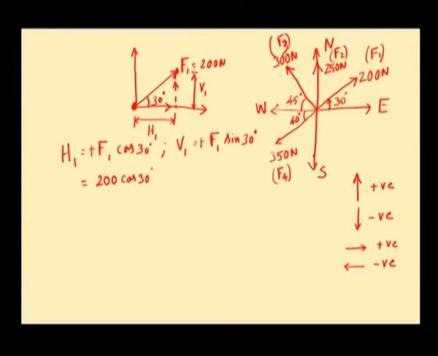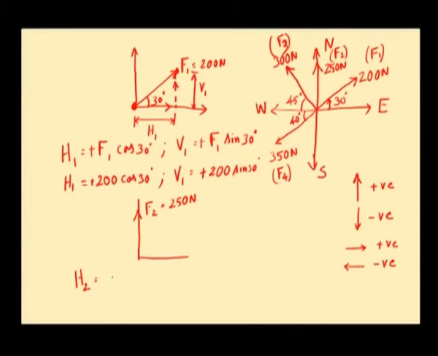So, the horizontal component H1 will be plus 200 cos 30 and the vertical component of the first force F1 will be plus 200 sin 30. Now, the second force, actually it is a vertical force F2 whose magnitude is 250 Newton. Let H2 be the horizontal component of this force.